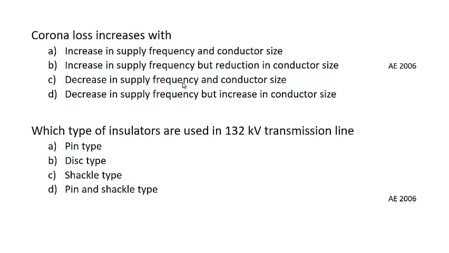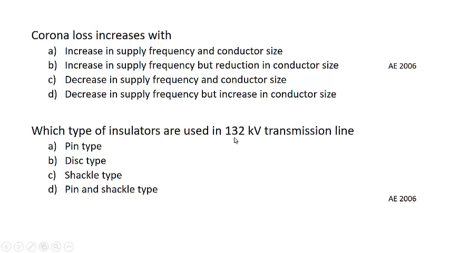As far as conductor size is considered, it depends upon two factors: critical disruptive voltage and corona loss, because radius comes in both the formulas. And we have deduced that when the radius of the conductor or size of the conductor is increased, corona loss decreases. Here we need to find out the relationship of corona loss increase with conductor size and frequency. That means increase in supply frequency and reduction in the conductor size. This will be the correct option.